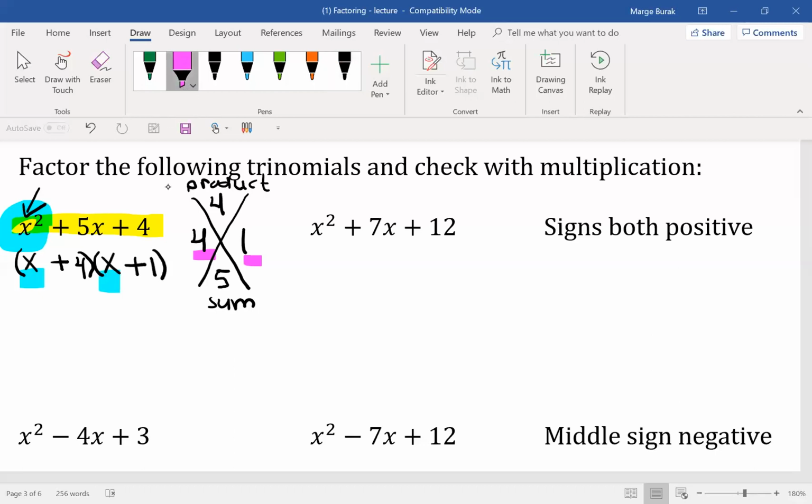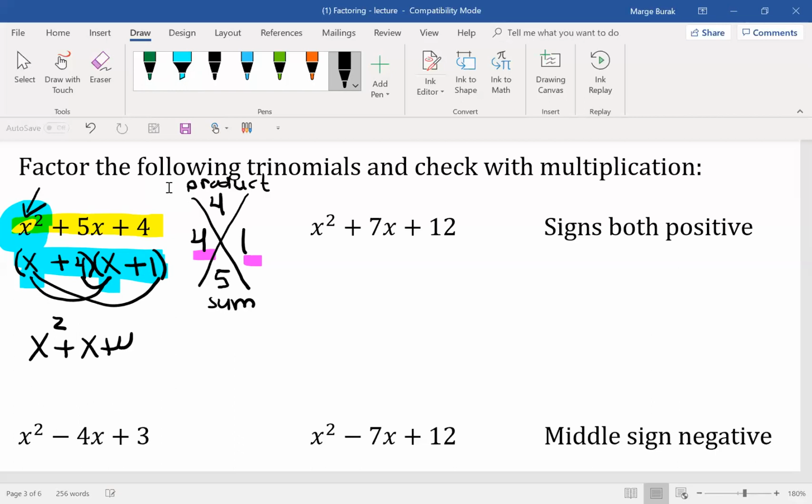I'll write that in blue. So this is my factored answer, and then I'm going to check it by multiplying it out. So we have x times x, x times 1, 4 times x, and 4 times 1. And if we combine these two terms in the middle, we get what we started with, x squared plus 5x plus 4. And that is the trinomial that we started with. Now there are real good reasons to have these trinomials written in factored form, and you'll find that out at the end of this chapter or later on.